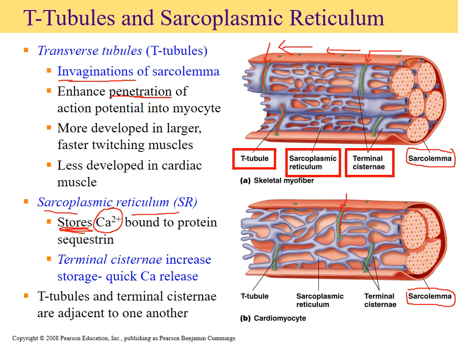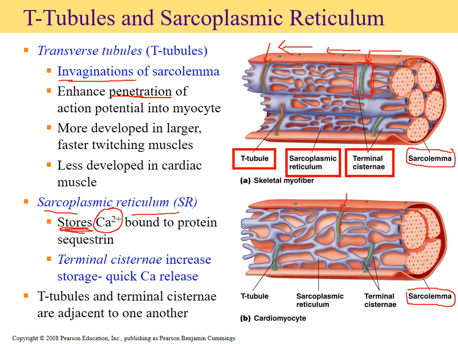Now, usually the T tubules and the sarcoplasmic reticulums will create what we call a triad region. And the triad region usually means that you have one T tubule in the middle and a sarcoplasmic reticulum on either end. So one T tubule and then two sarcoplasmic reticulums that are surrounding it, and collectively that makes a triad.